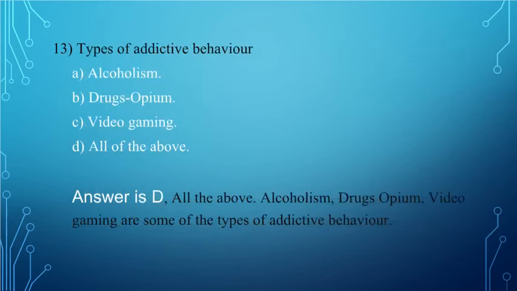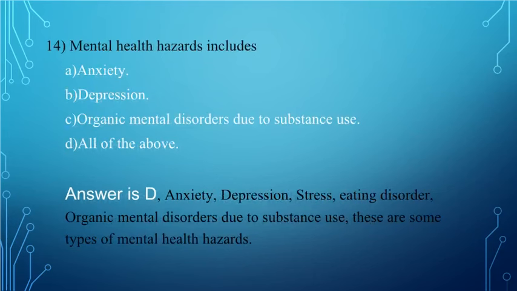13. Types of addictive behavior. A. Alcoholism. B. Drugs, opium. C. Video gaming. D. All of the above. Answer is D. All the above. Alcoholism, drugs, opium, video gaming are some of the types of addictive behavior. 14. Mental health hazards include A. Anxiety. B. Depression. C. Organic mental disorders due to substance use. D. All of the above. Answer is D. Anxiety, depression, stress, eating disorder, organic mental disorders due to substance use. These are some types of mental health hazards.